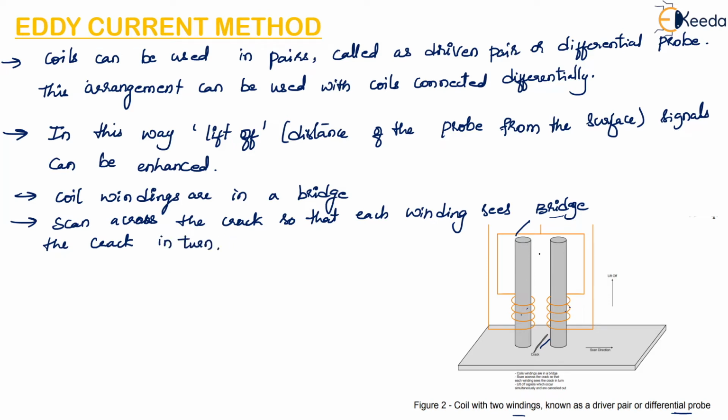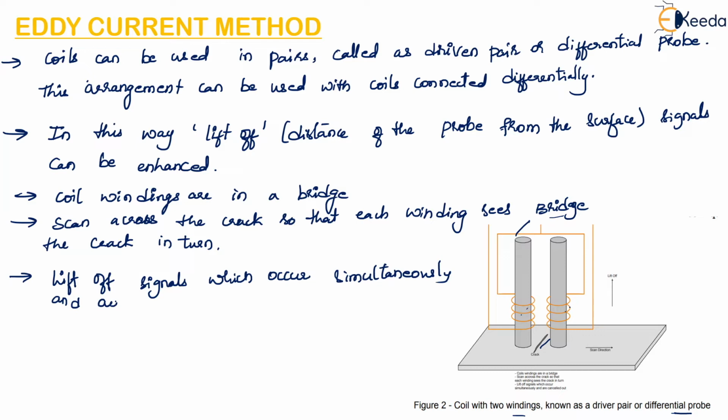Okay, and this lift off, which is nothing but the distance of the probe from the surface, occurs simultaneously and gets cancelled out. So lift off signals which occur simultaneously are cancelled out.